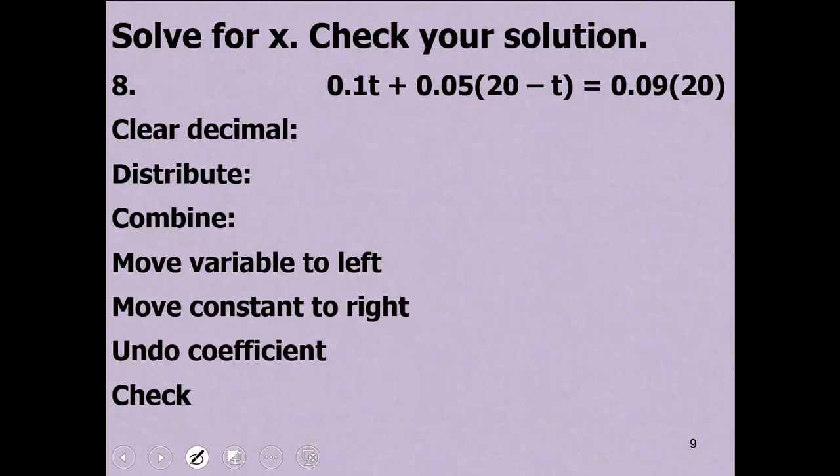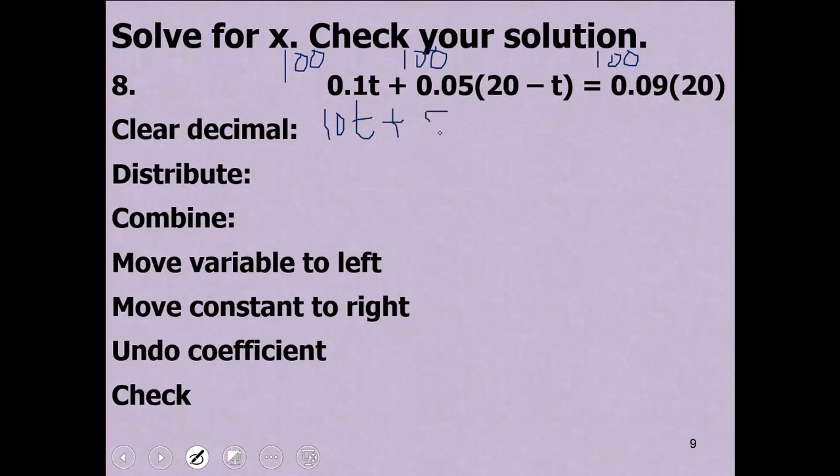All right. Just like we clear out our denominator, sometimes it's easier when we have decimals to multiply by, in this case, 100 to get rid of our decimals, okay? So I'm going to multiply by 100 each time, right? So 0.1 times 100 is going to give me 10t.